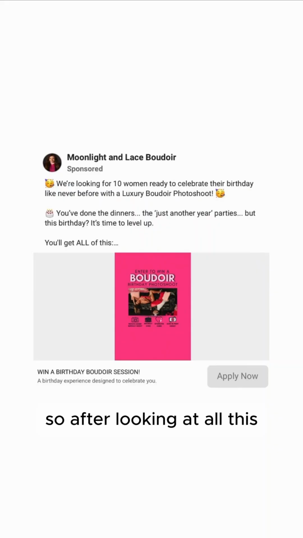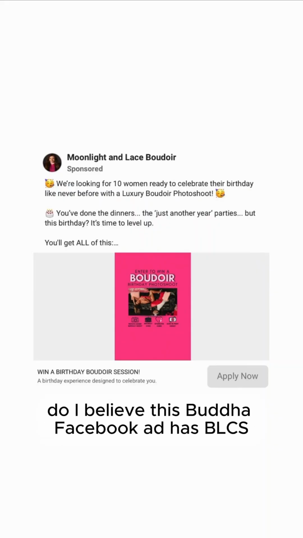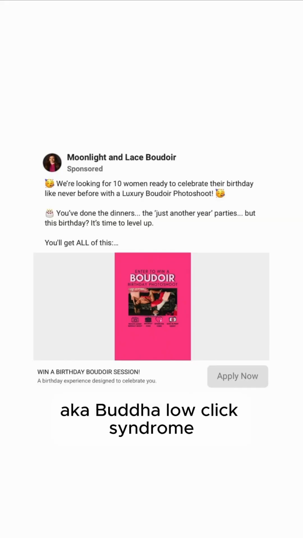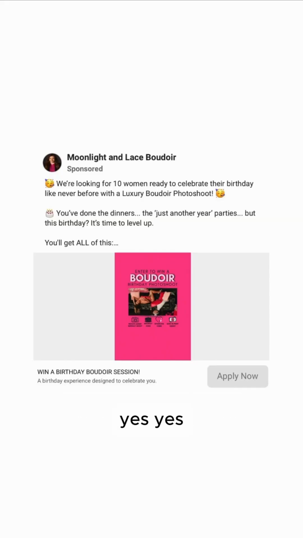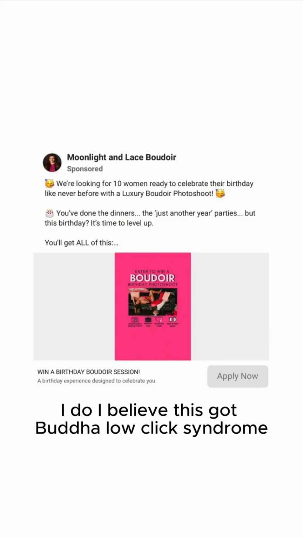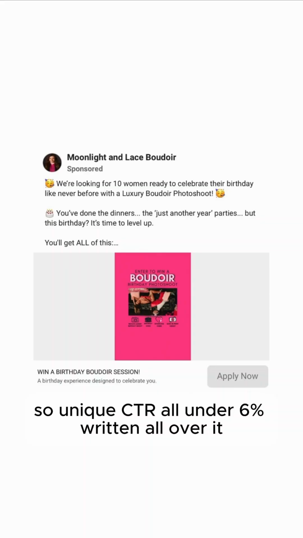So after looking at all this, do I believe this boudoir Facebook ad has BLCS, aka boudoir low click syndrome? Yes, yes, I do. I believe this has got boudoir low click syndrome. So unique CTR under 6% written all over it.